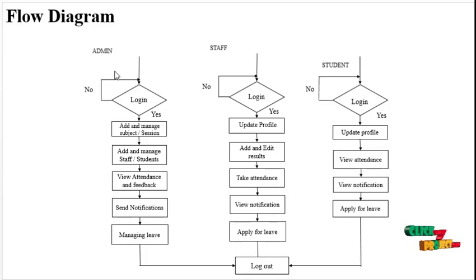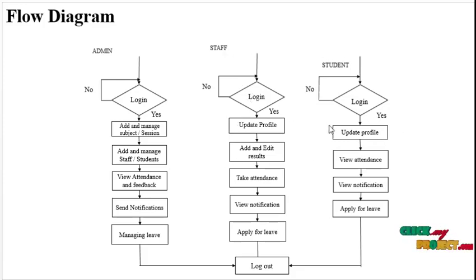This is our project flow diagram. We have three users, that is admin, staff and student. We have three separate credentials for admin, staff and student. Now we are going to see the process of admin. An admin can add and manage the subject session. Admin can also add and manage the student and the staff. Admin can view the attendance and feedback of the student and the staff, and admin can send notifications to both the student and staff, and admin can manage the leave for students and staff.